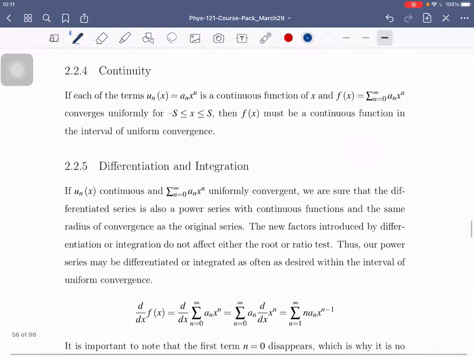So, tandaan nyo rin, we have to check for the continuity kasi we are dealing with function na, di ba? So, kung yung bawat terms daw, halimbawa, u sub n of x is represented by this, we have a sub n times x raised to n is a continuous function of x, and yung function natin, represented by the power series, converges uniformly for this range, yung mas maliit sa r, no? Then f of x must be a continuous function in the interval of uniform convergence. So kung continuous yung bawat terms mo within the same interval, yung buong function mo ay continuous din.